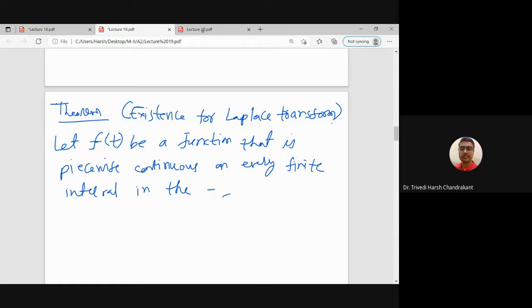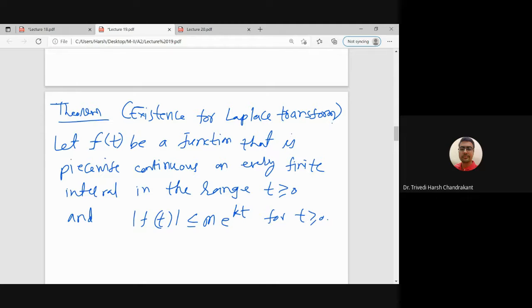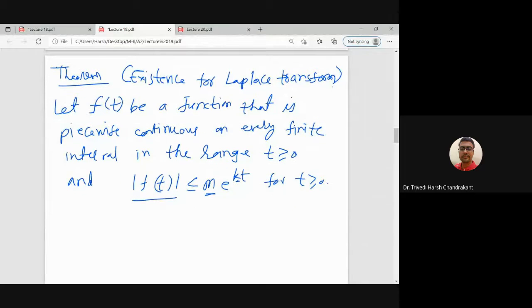In the range t greater than or equal to 0. So that means over the positive real axis, if you take any subinterval over which f(t) is piecewise continuous, and f(t) also satisfies the condition that |f(t)| is less than or equal to M times e^(kt) for every non-negative t, right? So this says that the modulus of f(t) is some constant times e to the power of some constant times t, right? Where k and M are constants.